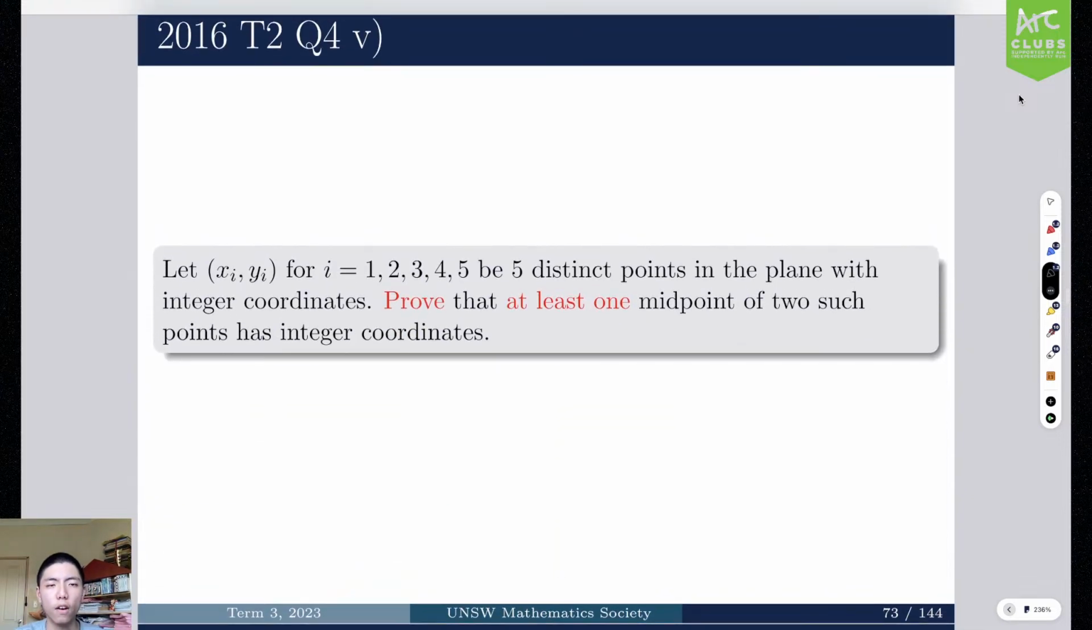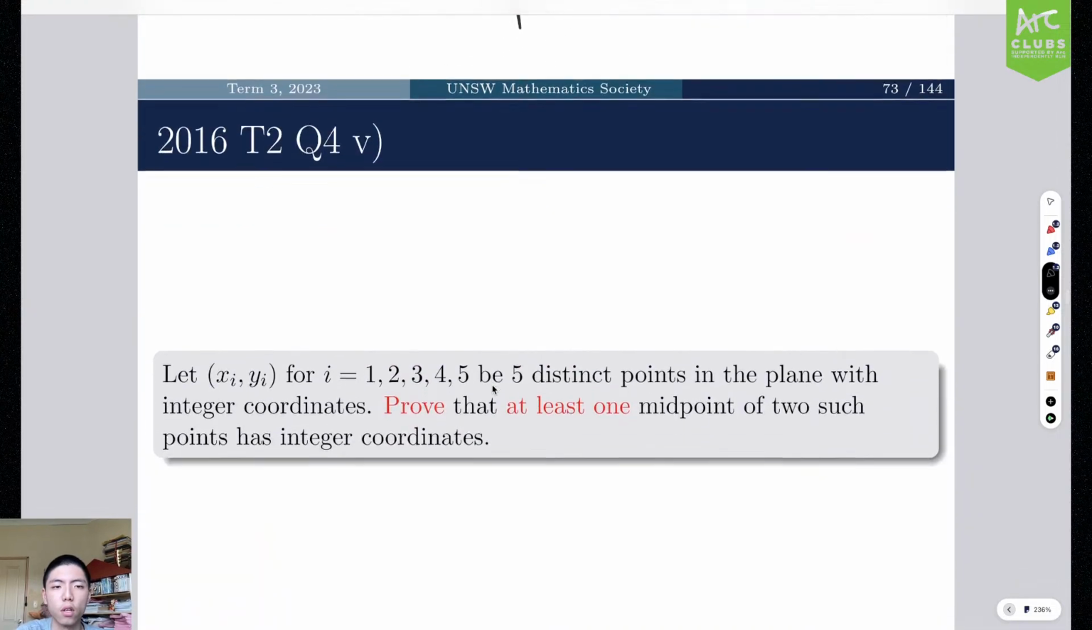Okay, so our first question here wants us to have 5 points in a plane with integer coordinates, and we need to prove that at least one midpoint of 2 such points has integer coordinates. So essentially, just think of like normal Cartesian plane, right? But we have 5 points in here where each point, let's call them just x, y for simplicity, right? Each point has coordinates that are integers. So essentially, they would be 5 random points anywhere here, and we're looking at any midpoint between any of the 2 points, and we need to show that at least one of these such midpoints has integer coordinates as well.